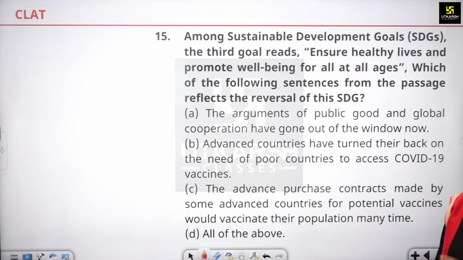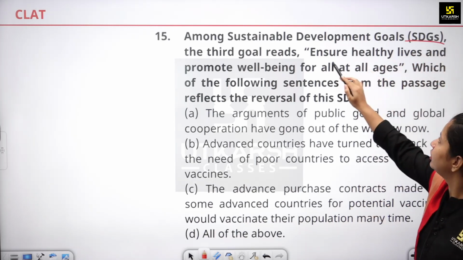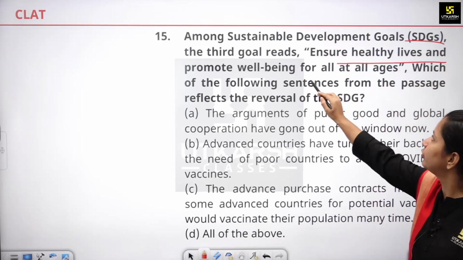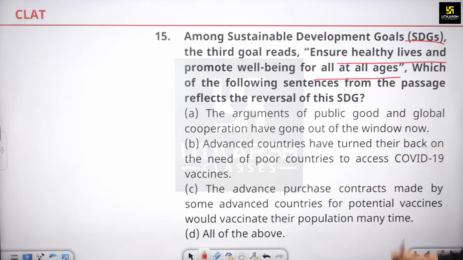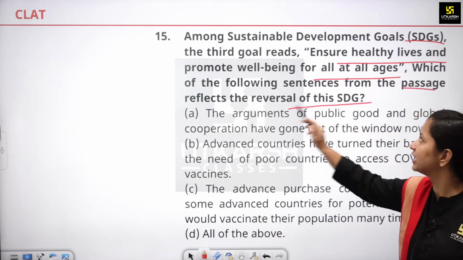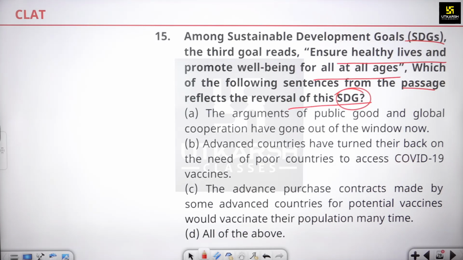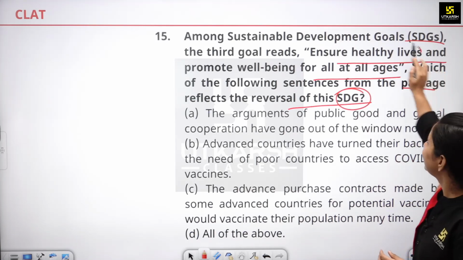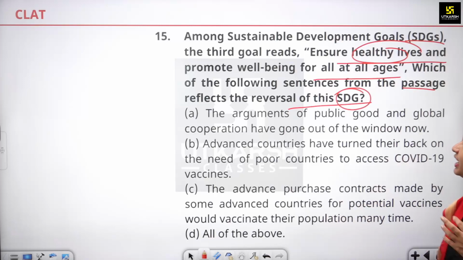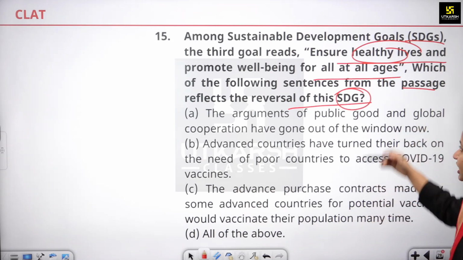Last question that follows this passage, among sustainable development goals, the third goal reads, ensure healthy lives and promote well-being for all at all ages. Which of the following sentences from the passage reflects the reversal of this sustainable development goal? Sustainable development goal कहता है कि हमको एक हेल्दी लाइफ इंश्योर करनी है और सभी के लिए वेल-बीइंग प्रमोट करना है, चाहे वो किसी भी एज का हो. तो यहाँ पर ये बोल रहा है कि इनमें से कौन सी लाइन जो है वो इसके अकॉर्डिंग है.